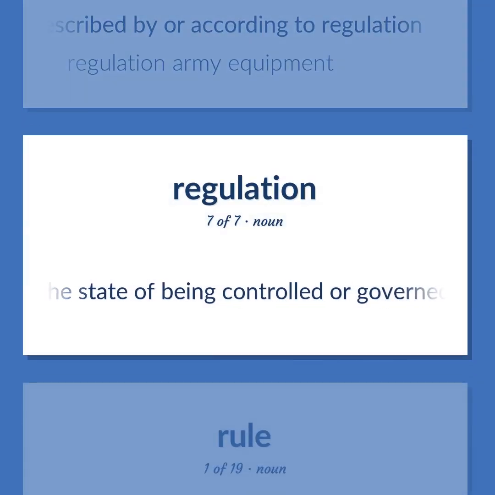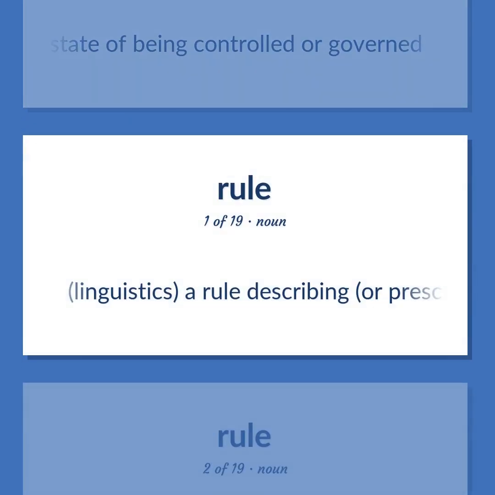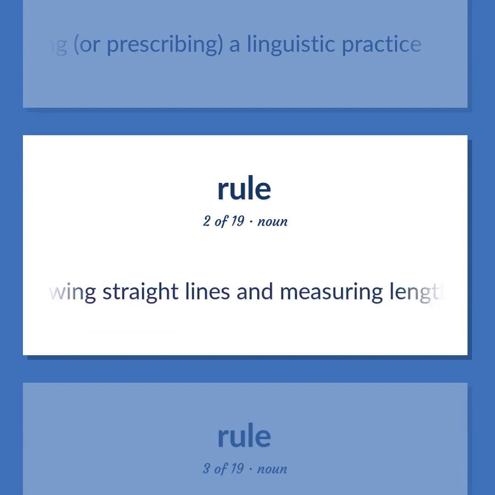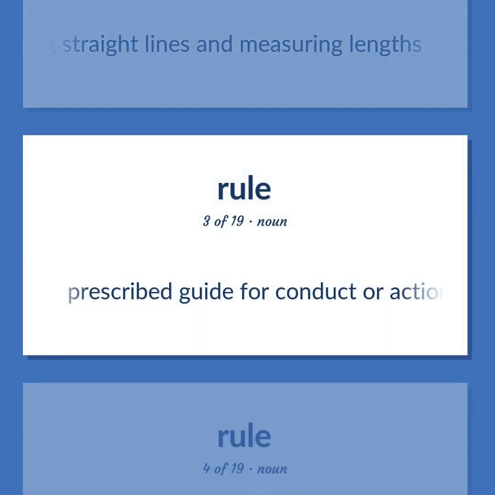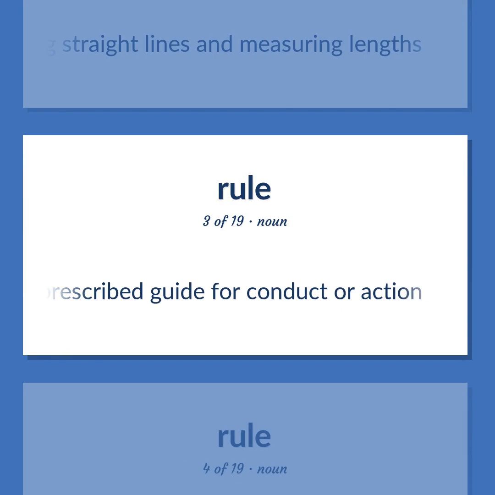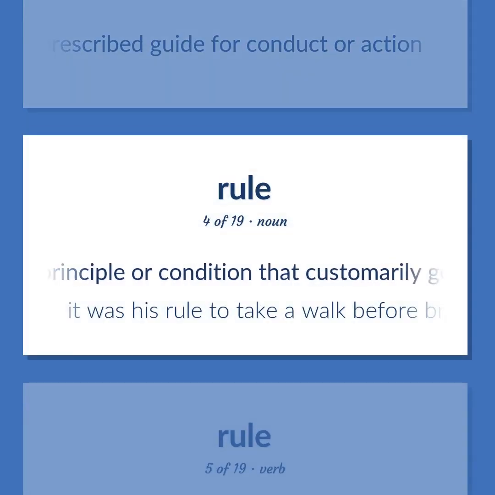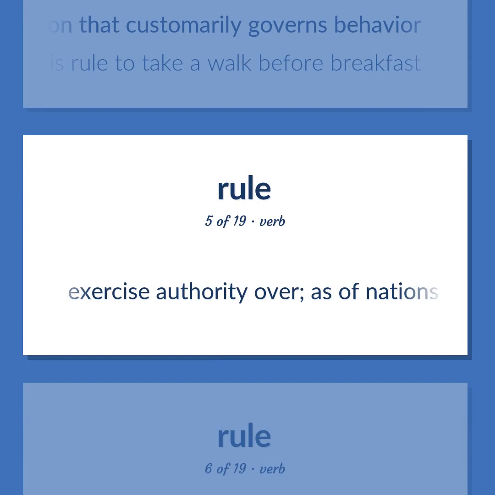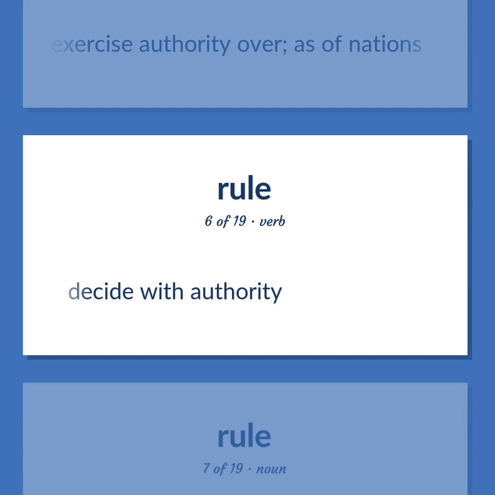The state of being controlled or governed. Linguistics. A rule describing, or prescribing, a linguistic practice. Measuring stick consisting of a strip of wood or metal or plastic with a straight edge that is used for drawing straight lines and measuring lengths. Prescribed guide for conduct or action. A principle or condition that customarily governs behavior. It was his rule to take a walk before breakfast. Exercise authority over, as of nations. Decide with authority.